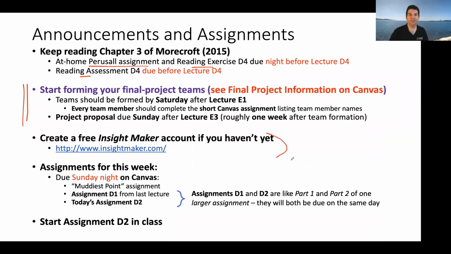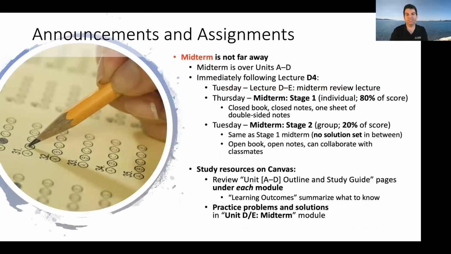Create an Insight Maker account so we can use it next week. And then the assignments due this Sunday: the D1 and D2 are kind of like a combined assignment. I've already done D1 sort of for you and given you most of the formulas for D2, and then the muddiest point. Everybody in the class should be on the Slack. Click on the Slack link on Canvas on the left-hand side nav bar, and then you'll be able to get onto Slack. All right, so there's the midterm stuff.